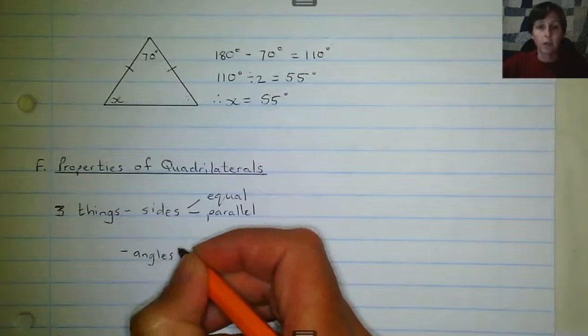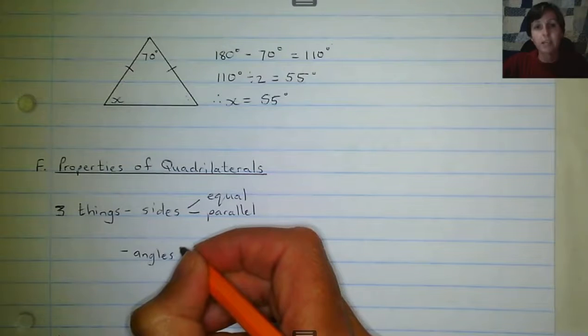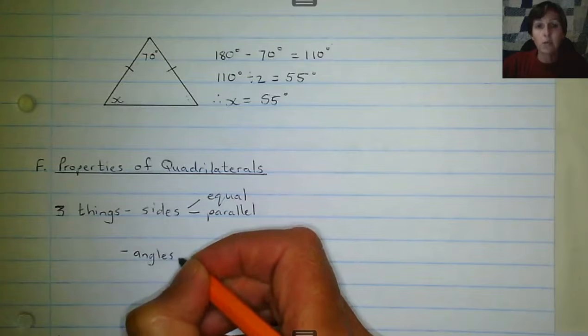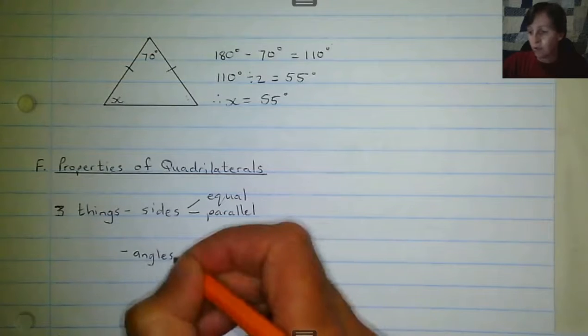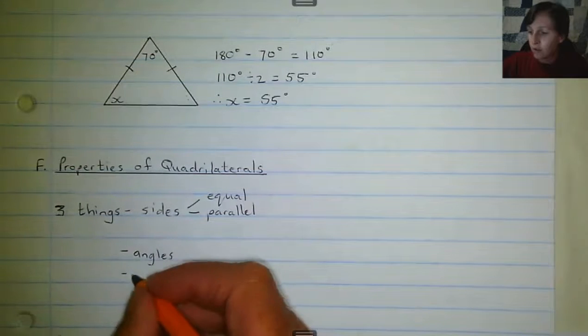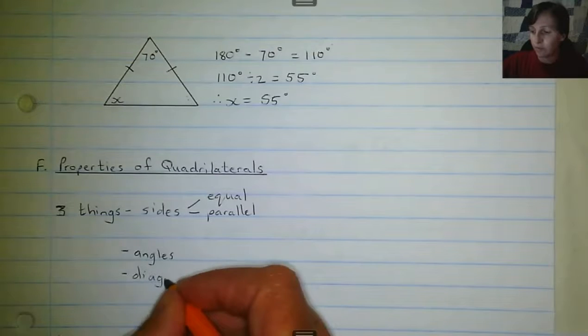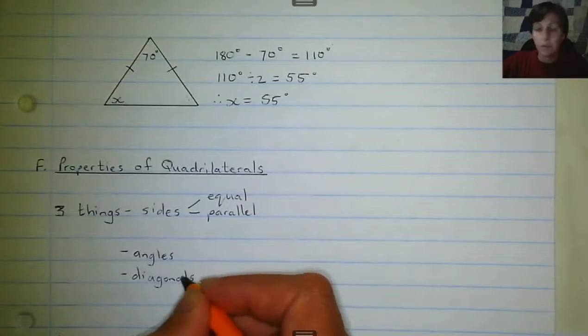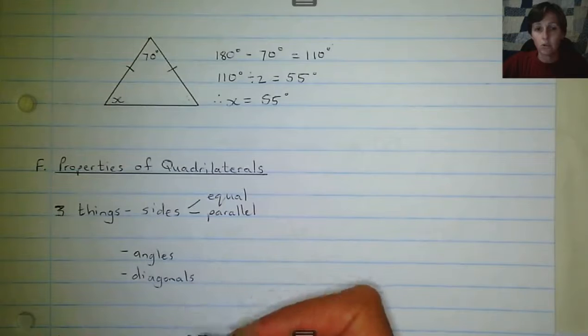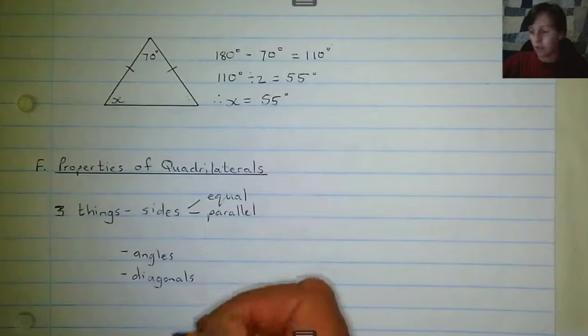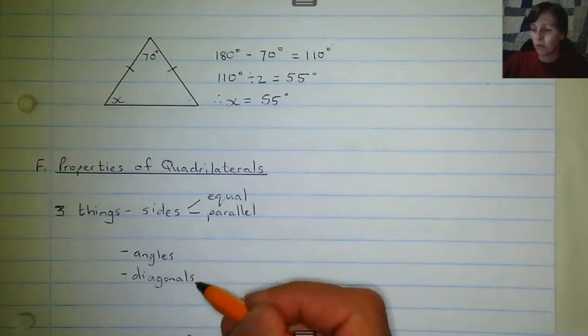Which angles are equal? Are the opposite angles equal in size? Are all the angles equal in size? So angles are also very important. And then the third thing that we look at is the diagonals. Remember, diagonals go from corner to corner through the center of our shape, of our quadrilateral.